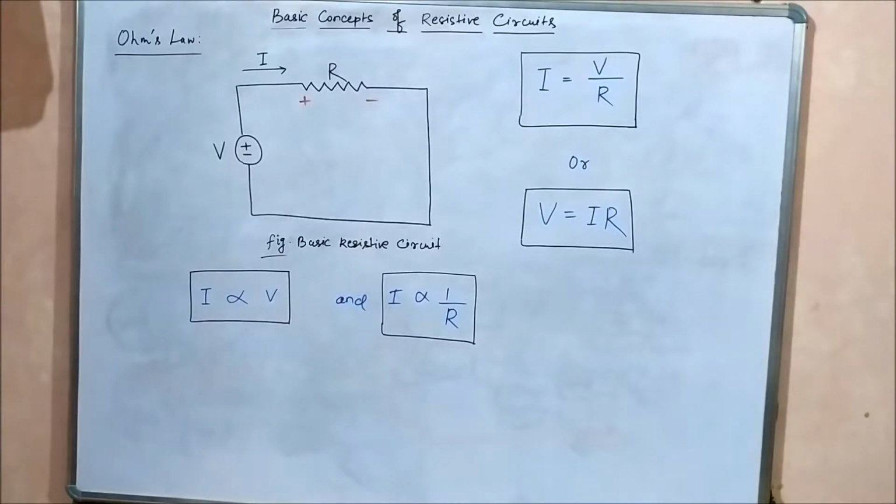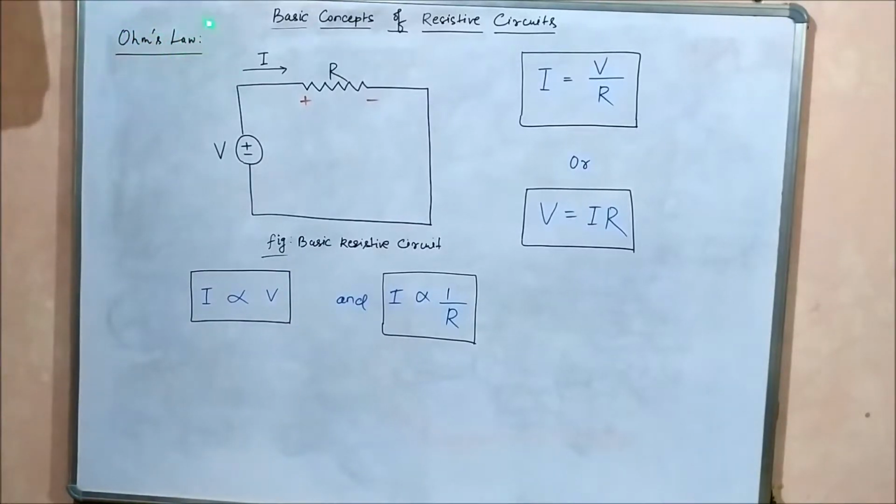So in today's video, which is obviously related to network theory, we are going to discuss the basic concepts of resistive circuits, which means circuits involving resistors only. Whenever the term resistance comes into discussion, we have to discuss Ohm's law. We all know Ohm's law from high school, but because we are going to go into this discussion systematically, let us just discuss it again.